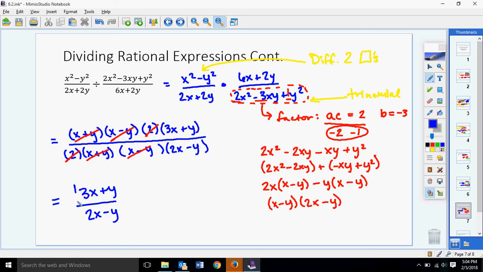If you're curious about the domain on this one, x cannot equal y, x cannot equal negative y, y cannot equal negative 3x, and y cannot equal 2x. Remember, if this domain part really stresses you out, don't worry about it because WebAssign is not going to ask for it. Some people just like to look at it, they like to have it in their notes, so I want to make sure that you get it in your notes.